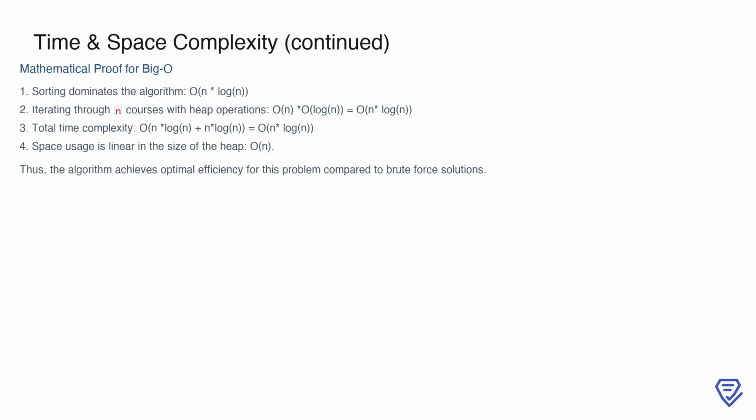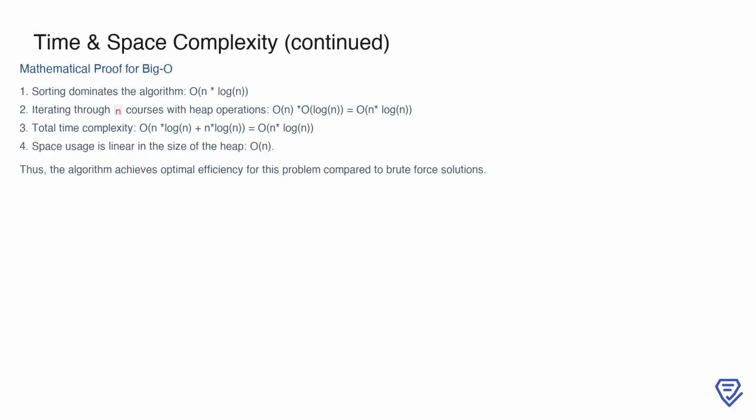Finally, let's solidify our understanding with a mathematical breakdown of the big O complexity. The sorting step requires O(n log n), which dominates the algorithm. Iterating through the n courses, each involving O(log n) heap operations, contributes another O(n log n) to the total complexity. Adding these together, we arrive at a time complexity of O(n log n).